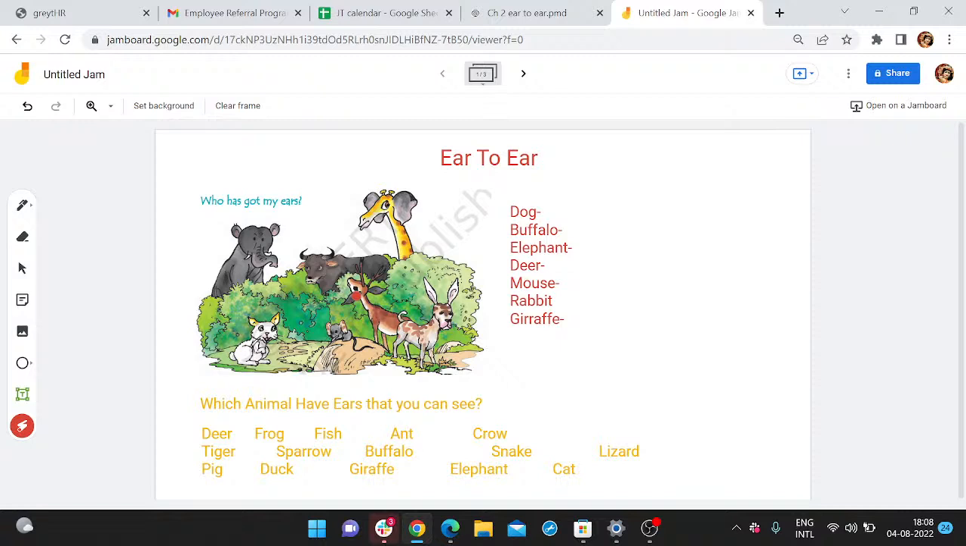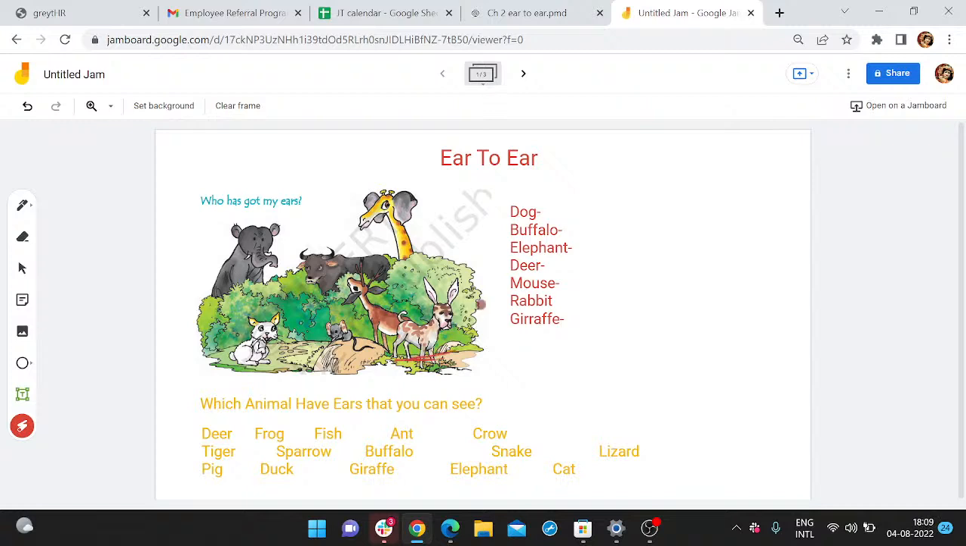So the animals are asking, whose ears are these? So, anybody who would like to answer that? So let's start.